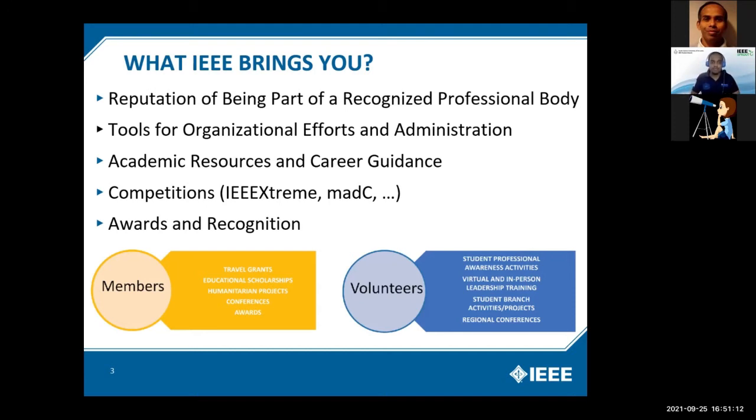As a member you will get travel grants, scholarships, humanitarian projects, conferences, as well as awards. As a volunteer, you can shape up your soft skills, professional skills, as well as interpersonal skills and leadership skills. You can build these skills separately as a volunteer, and as a member you get a separate set of benefits. Being a member as well as a volunteer, all together you become really most outstanding undergraduates than your peers.